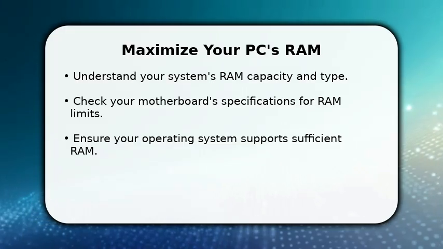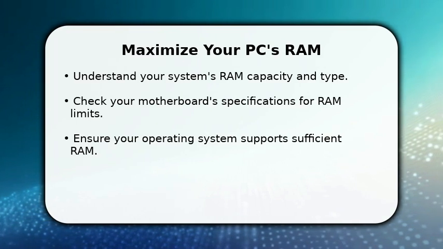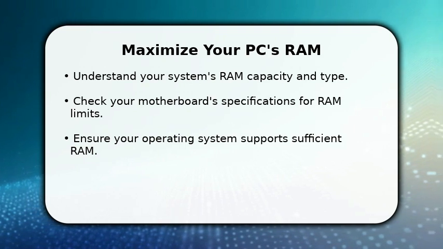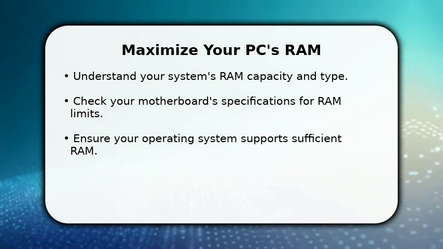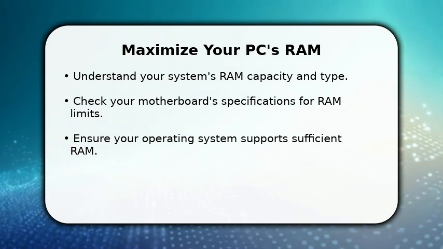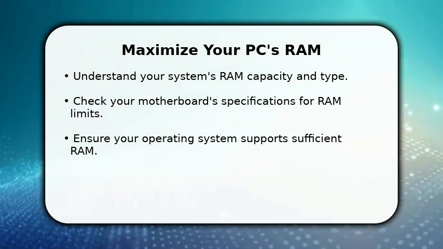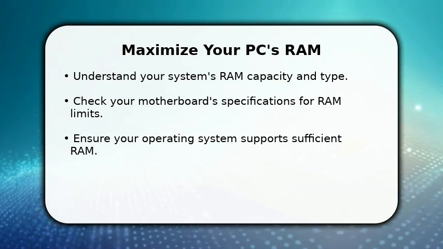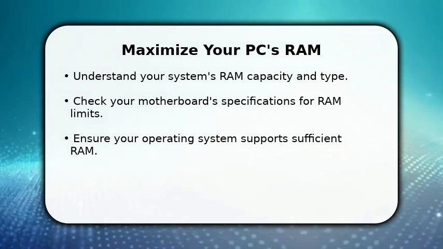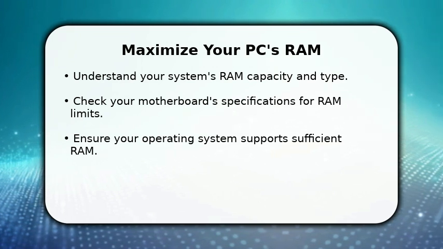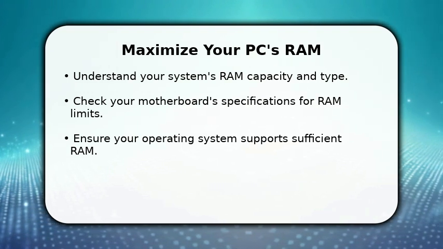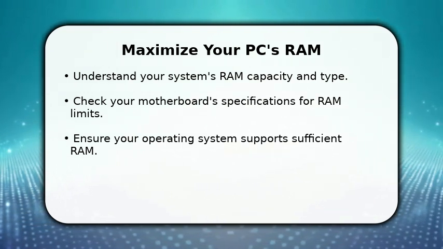In this video, I will explain how to use maximum RAM in your PC. First, identify your system's current RAM capacity and type, like DDR4 or DDR5. Next, consult your motherboard's manual to determine its maximum supported RAM and compatible speeds. Finally, confirm that your operating system, whether it's a 64-bit version, can fully utilize the amount of RAM you plan to install. These initial steps are crucial for a successful upgrade.